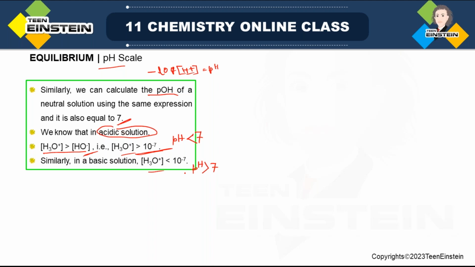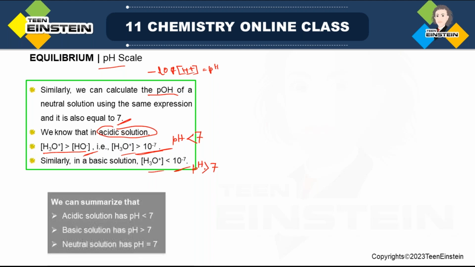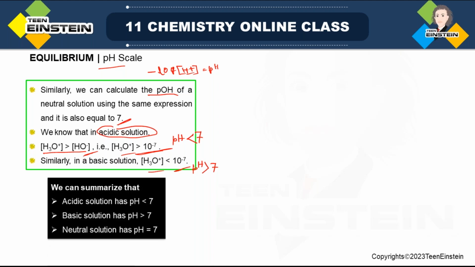So when it is equal to 7, it is neutral. When it is greater than 7, it is a basic solution because in that case HO minus concentration is greater than 10 to the power minus 7 and H plus or H3O plus concentration is less than 10 to the power minus 7. And if it is acidic, then pH will be lesser than 7. So this is the summary that we can draw from all this discussion.